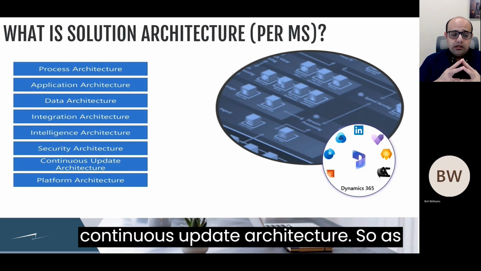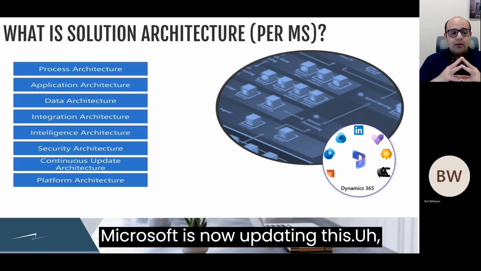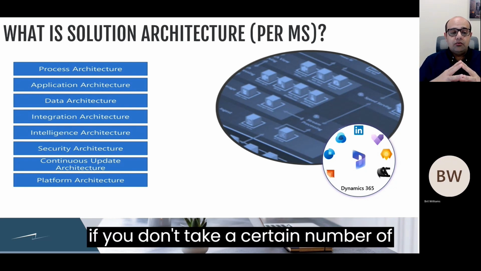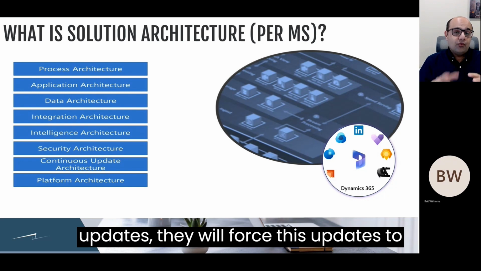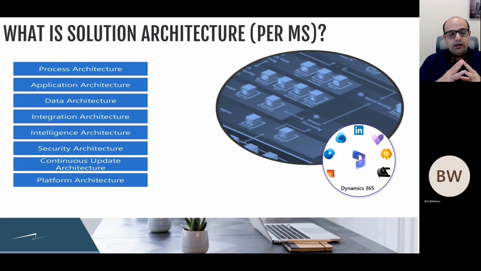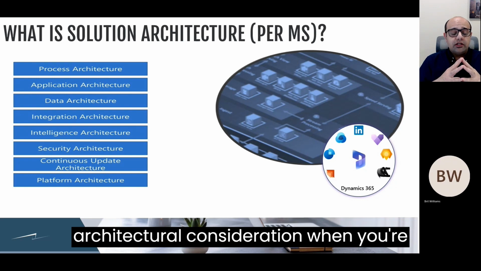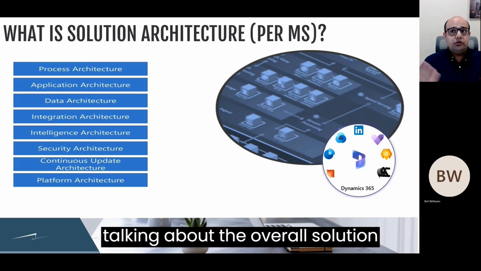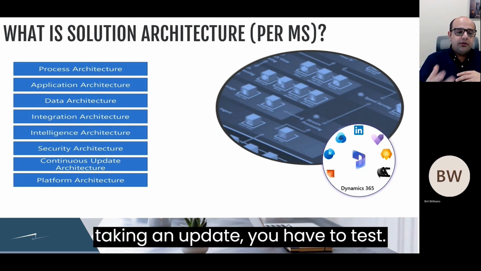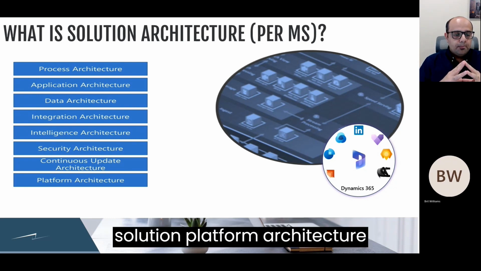Then you have continuous update architecture. As you may know, Microsoft, especially with the ERP, finance and supply chain, is now updating this software on a regular basis. And if you don't take a certain number of updates, they will force these updates to you because it's really important to keep your platform updated. That is another architectural consideration when you're talking about the overall solution blueprint, to think about how that will work. Because of course, if you're taking an update, you have to test several components of your overall solution.